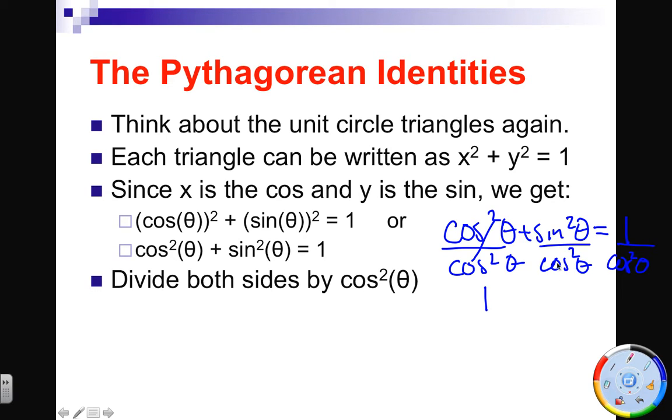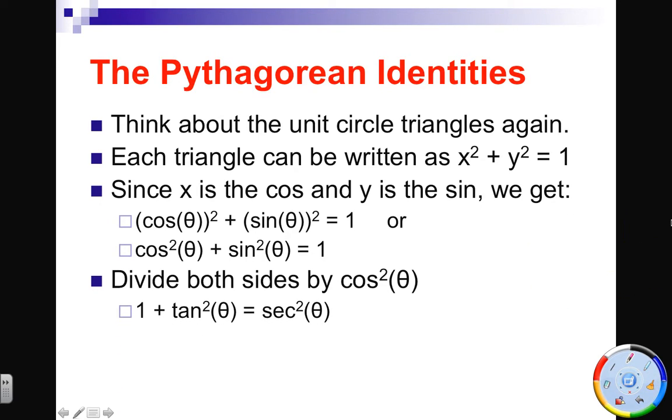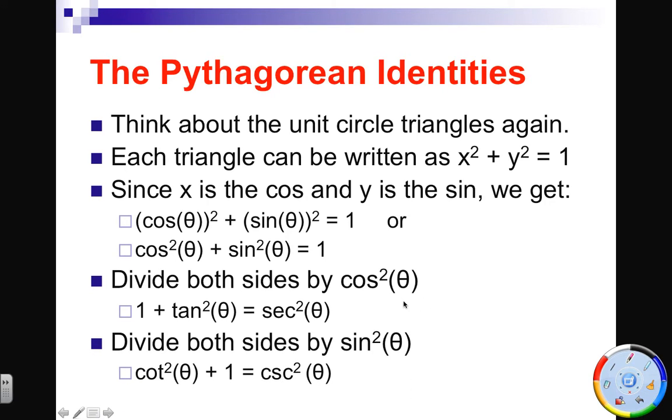And then I know that sine over cosine is tangent, which means sine squared over cosine squared is tangent squared. Again, the use of parentheses there. And I know that 1 over cosine is secant, and therefore 1 over cosine squared is secant squared. So we get this first of our other versions. If we divide both sides by cosine squared, I get this version. And you might guess that if I divide both sides by sine squared, I get the other version.